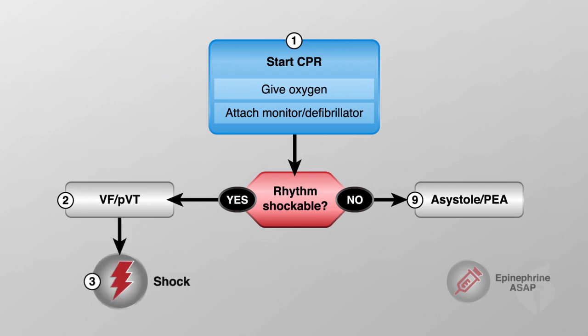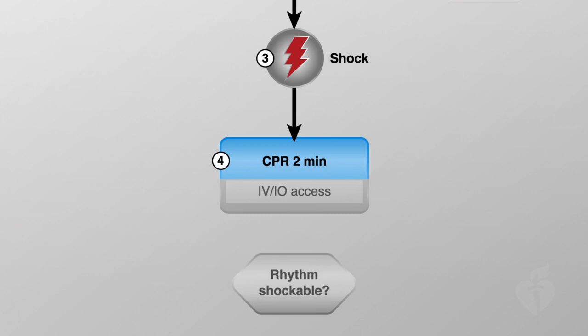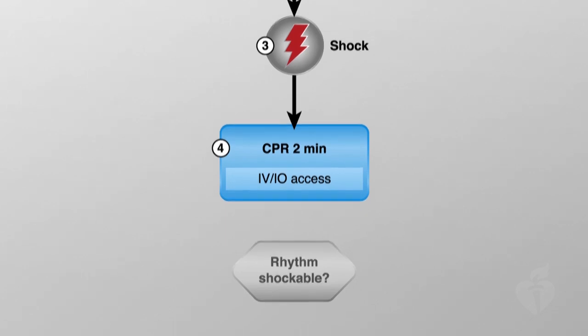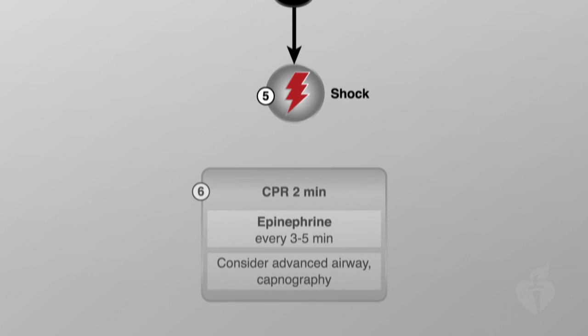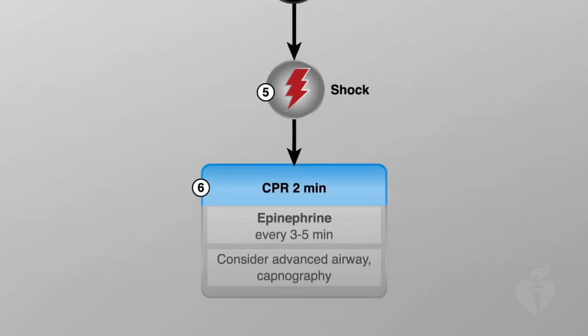For shockable rhythms, the first step is to deliver a shock as soon as a defibrillator becomes available. The appropriate energy dose is determined by the type of defibrillator, biphasic or monophasic, and the manufacturer's recommendations. After the shock, immediately resume CPR, beginning with chest compressions. If there are available rescuers, IV or IO access should be established. After 2 minutes, conduct a rhythm check. For persistent VF or pulseless VT, give another shock and resume CPR immediately.